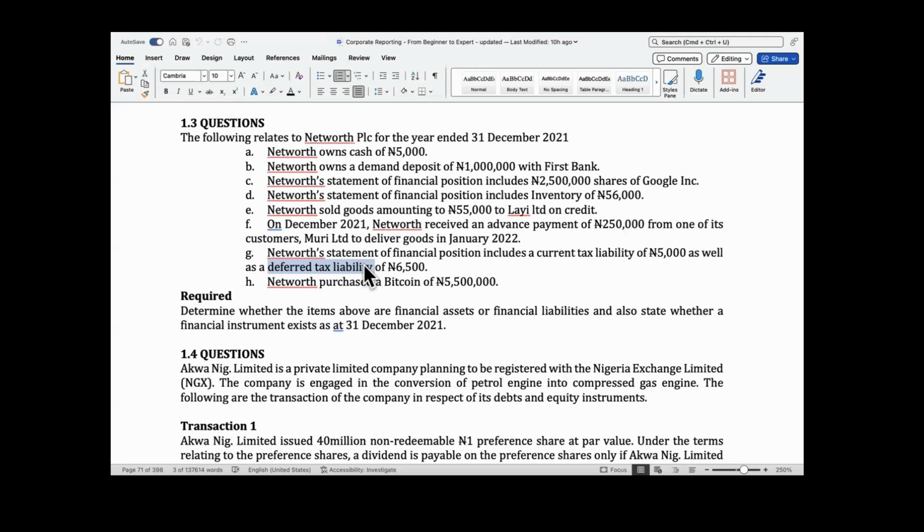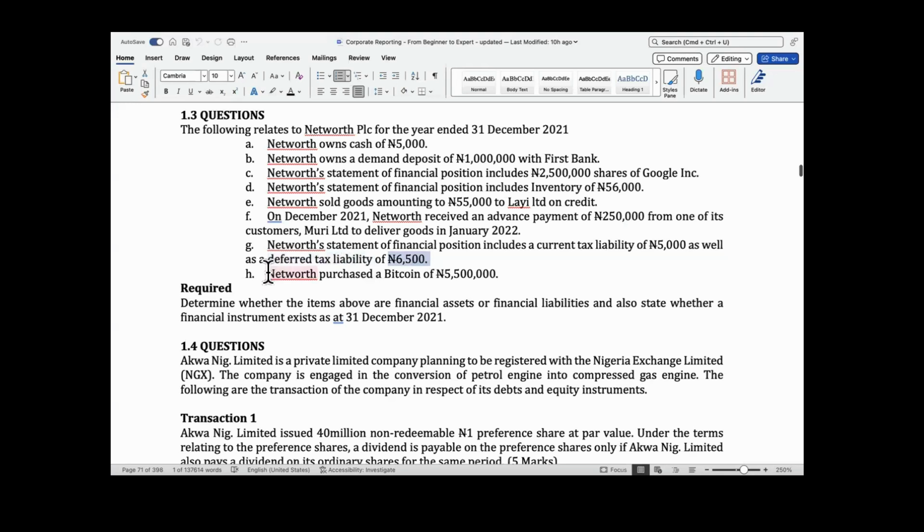That's a deferred tax. It's not an obligation to deliver any cash. So we don't have a financial liability here, and no party has a financial asset. So there is no financial instrument contract here. And the last one is Networth purchased a Bitcoin of 5,500.